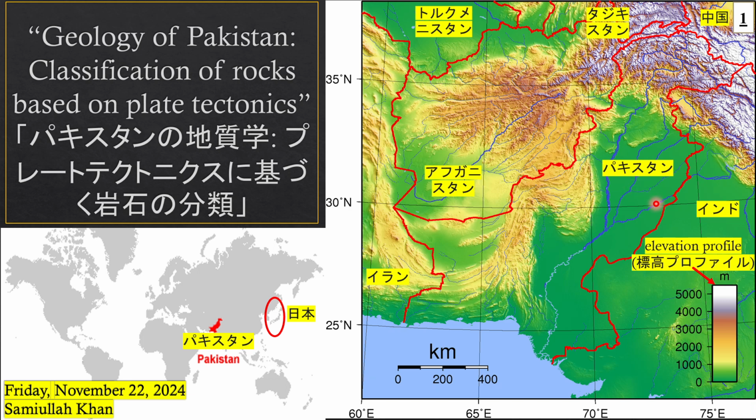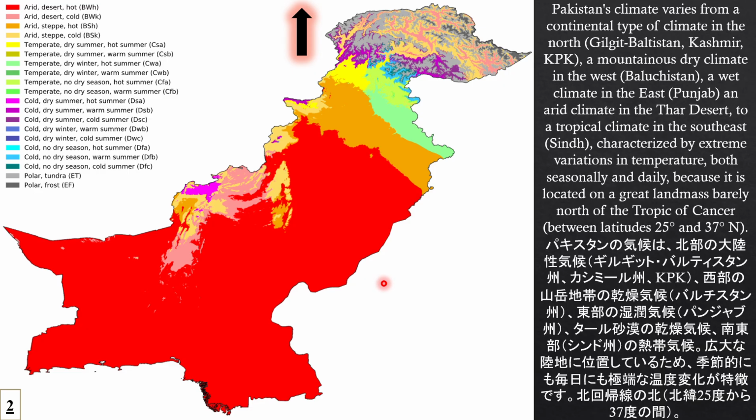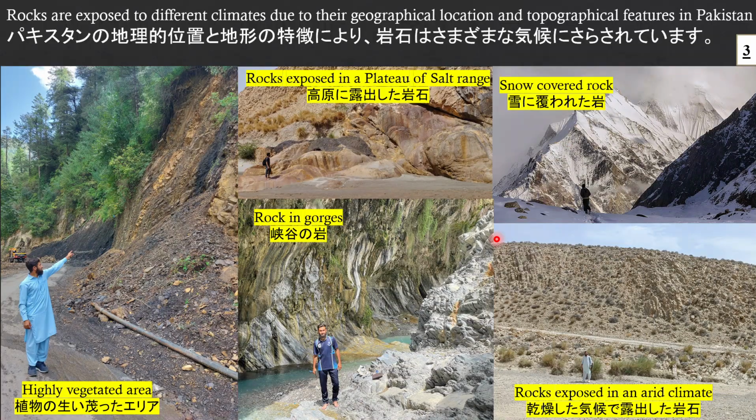Pakistan shares a boundary with India toward the east, Afghanistan toward the west, China to the north, and Iran to the southwest. So Pakistan has different environmental conditions. It's very hot in the southern places, while in the northern places it's a very cold and frozen environment, due to its latitude, for example between 25 and 37 degrees. So due to different climates, different rocks are exposed in Pakistan.